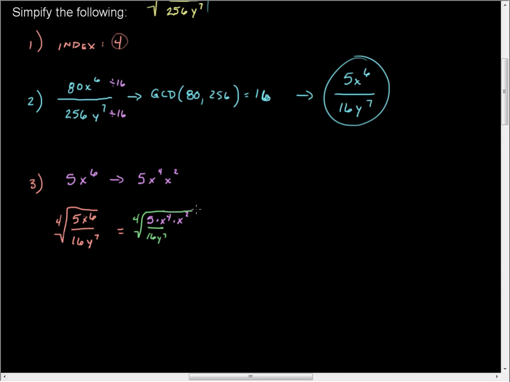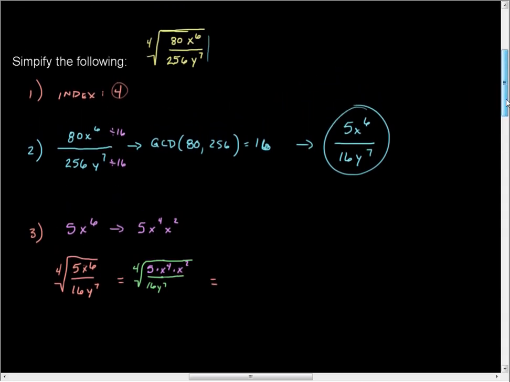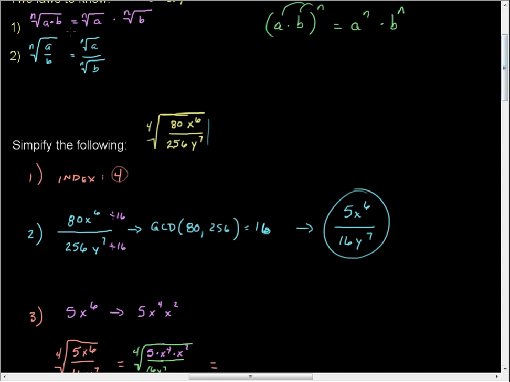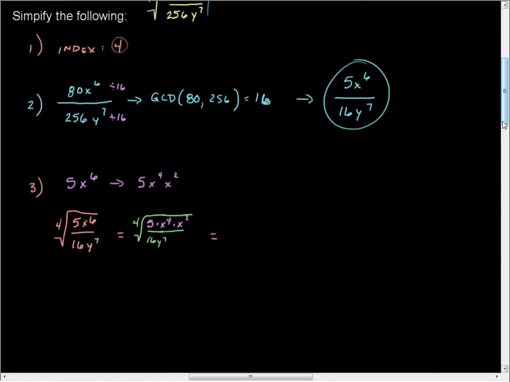When I do that, I can use number 1 to bring it out. And just to give you an idea of what number 1 says again, if I have a product underneath the radical, I can bring that out in front, or I can separate them. Well, I can only bring out something that's in groups of 4, and so I can bring out this x to the 4th, and so that's what I'm going to do.